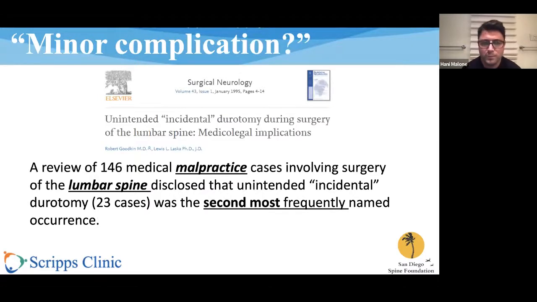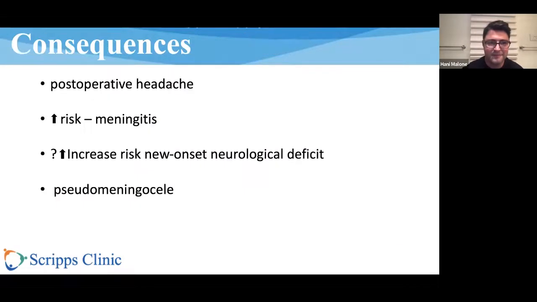So, a durotomy is technically a minor complication. It's something that almost all of us will mention when we're going through the risks of surgery. But it is the second most frequent cause of medical malpractice, at least in this review. So not something that everybody necessarily considers minor. And obviously there can be significant consequences.